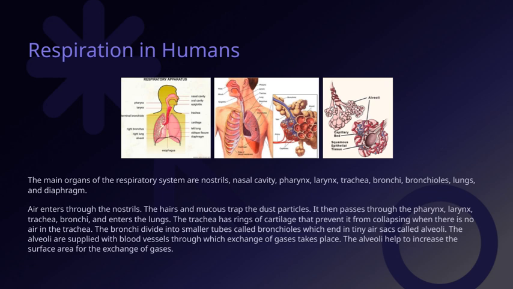Now, looking at the big picture, the main organs involved in this process are the nostrils, nasal cavity, pharynx, larynx, trachea, bronchi, bronchioles, lungs, and the diaphragm. Each part plays a vital role in ensuring we get the oxygen we need and remove carbon dioxide effectively. This entire system is fundamental to respiration in humans, supporting life by enabling continuous gas exchange.